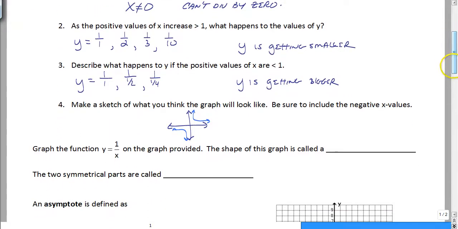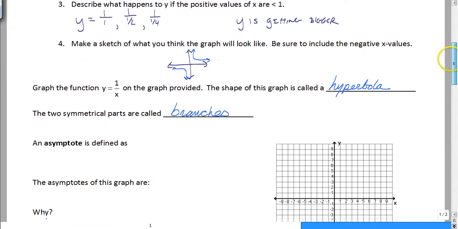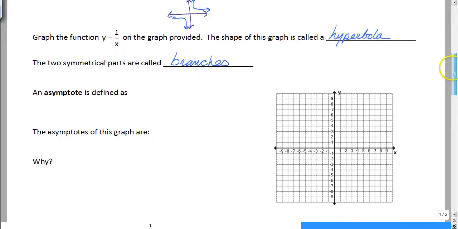So that's exactly what these are going to look like. And the shape of this is called the hyperbola. And the symmetrical parts are called branches. So this is what our graphs are going to look like in this chapter. And again, they're called hyperbolas. Not like the conic section hyperbola, but they're still called hyperbolas.